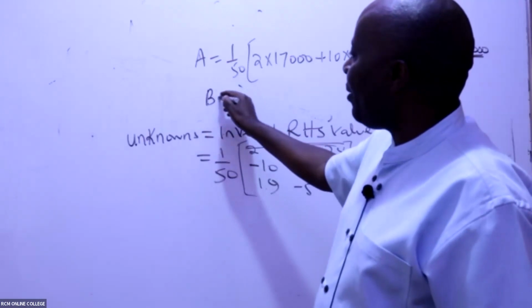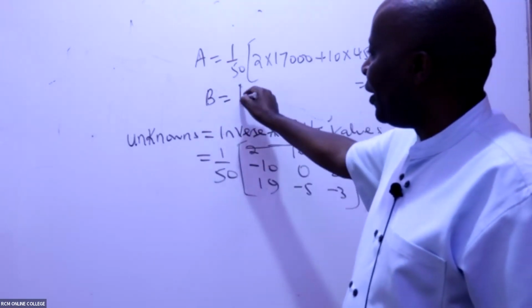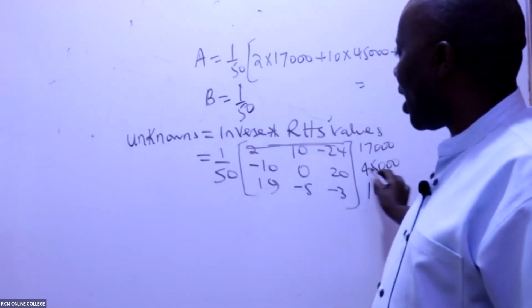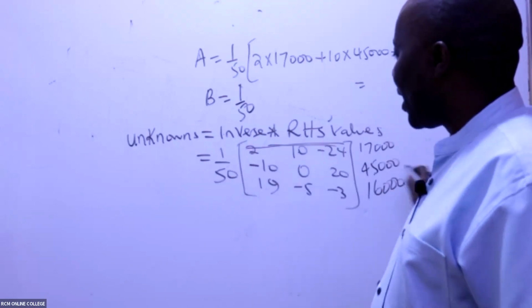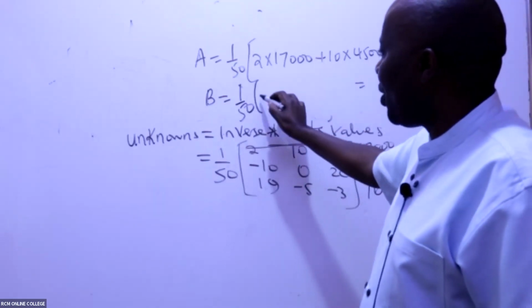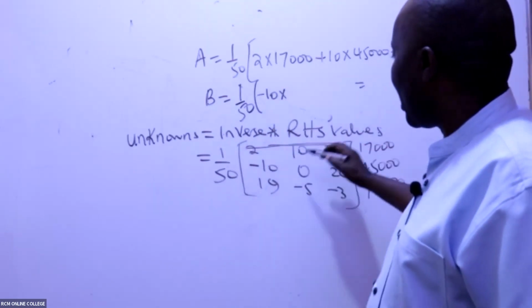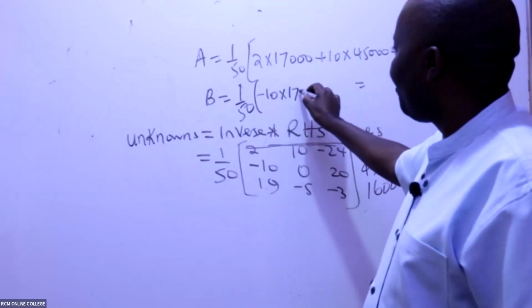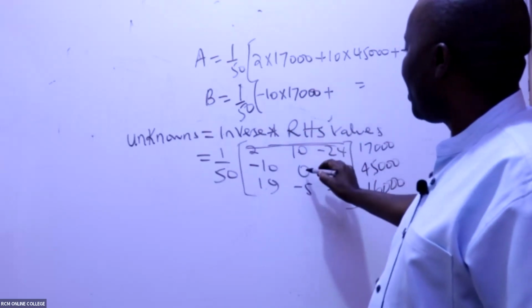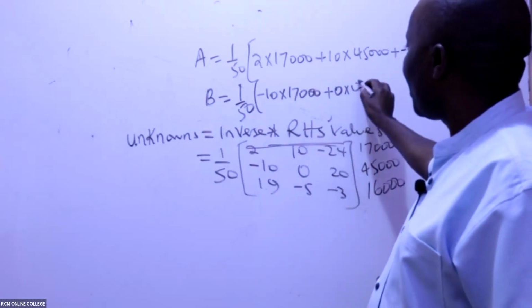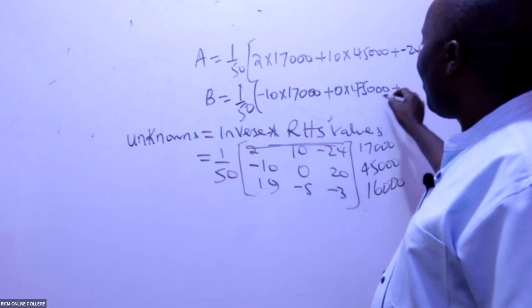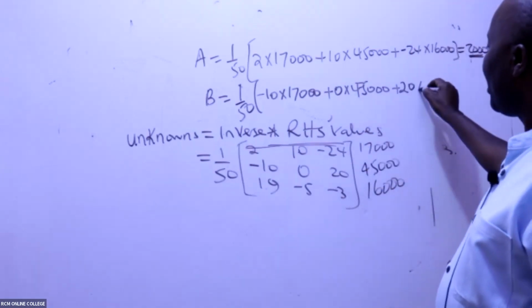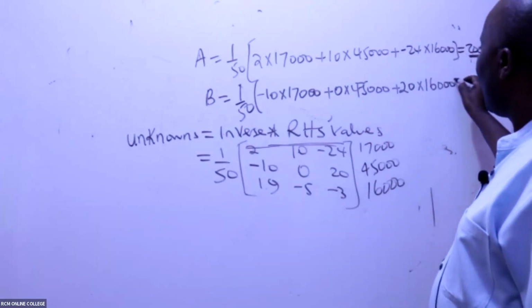For B, remember this constant for every one of them, 1 over 50. B is the second one, so it's again Roman Catholic. The second row gives minus 10 times 17,000, plus 0 times 45,000, plus 20 times 16,000.